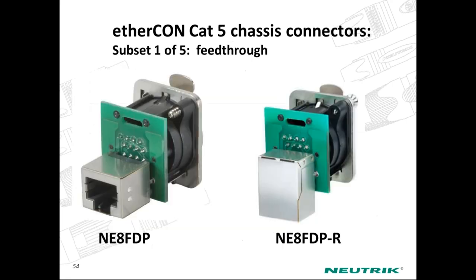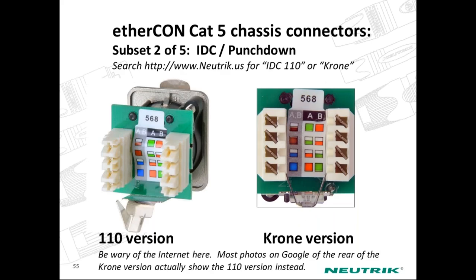Now let's move on and take a look at etherCON Cat5. So the most popular parts by far in the etherCON Cat5 line are these feed-through parts. You can feed through right from the back, or you can come up from the bottom of the back with the -R, which is a right angle part. That's a newer part for us, which will be helpful for you when you really need to save space behind the panel. The next subset of parts we have is the IDC or punch down parts.